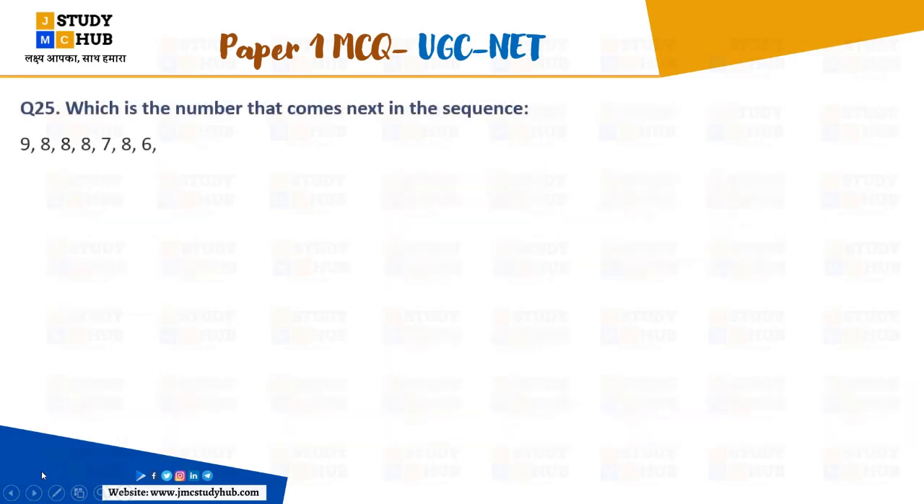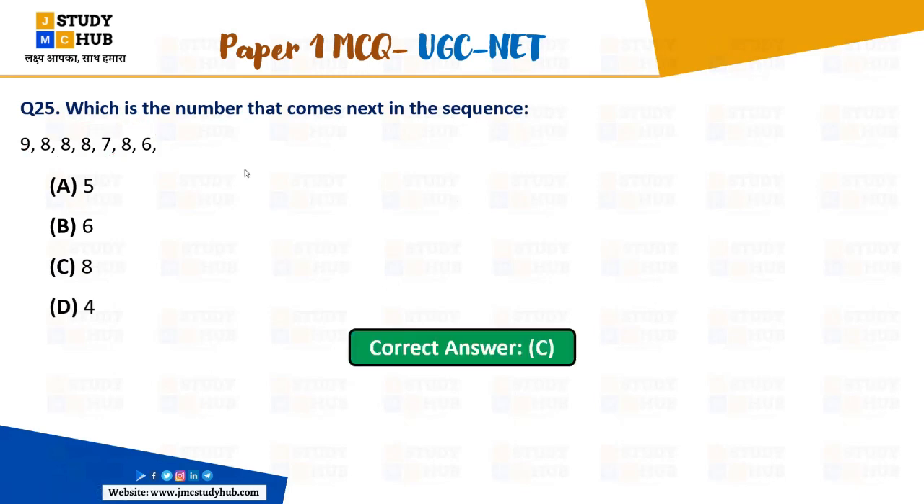Now question number 25. This is reasoning. Please look at the question and answer: 9, 8, 8, 8, 7, 8, 6. What would be the next? Everybody, tell me quickly what the right answer is. Options are 5, 6, 8 and 4. Yes, it would be 8. If you look here, it is 9, 8, and here again 8. It is an important thing. Let's quickly see, the right answer is C, 8. Very good.